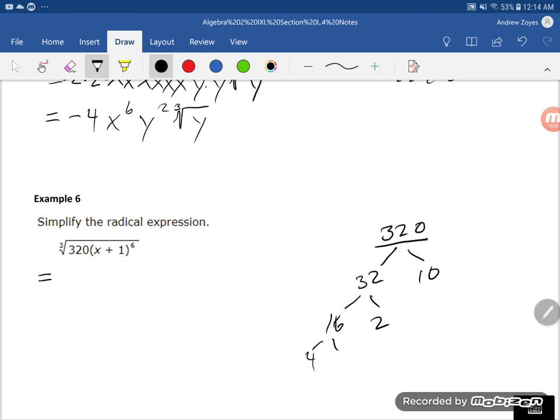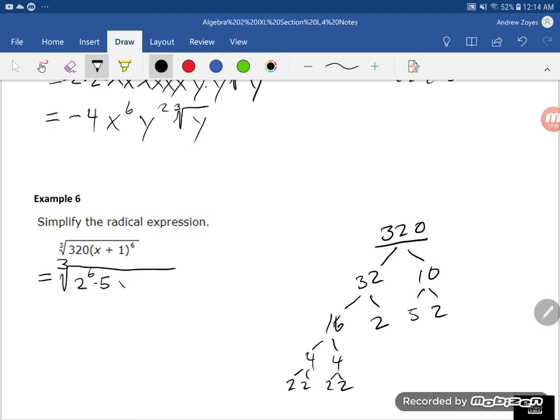And you get 2 4s from 16. And each 4 is going to have a 2, or 2 2's. And 5 and 2. So how many of each thing do we have, right? We're going to be organized, and we're going to express things with exponents. So we have 1, 2, 3, 4, 5, 6 2's. So 2 to the power of 6. How many 5's do we have? We have just 1. And then we have x plus 1 to the power of 6.